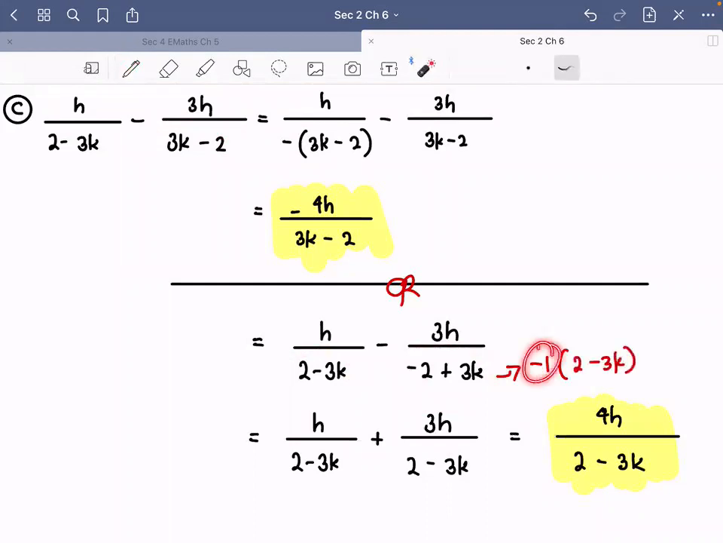So this negative 1 here will be multiplied with this negative sign, and that's how we got plus here. Okay, and then so just write this again. So that's why you have 2 minus 3k there. And then simplify this. So this is basically h plus 3h is 4h divided by 2 minus 3k.